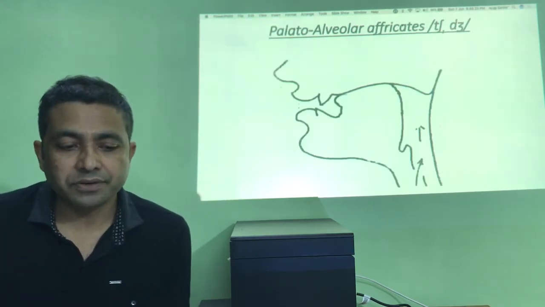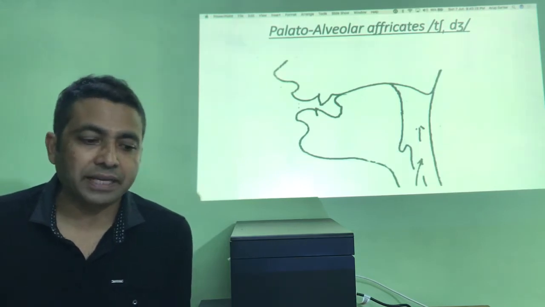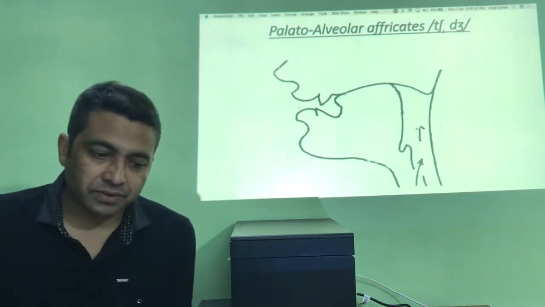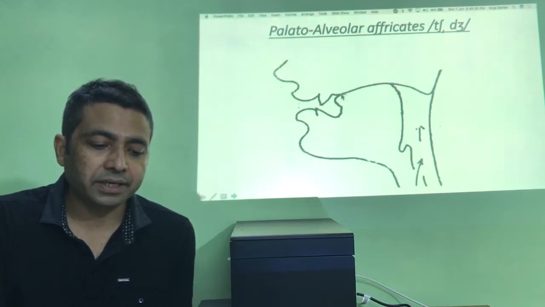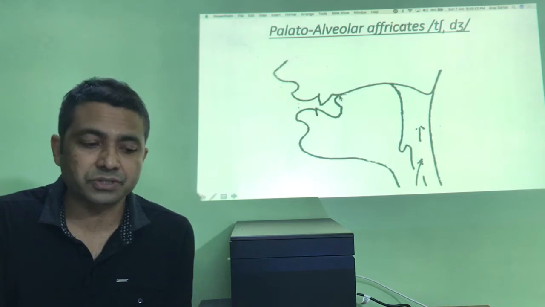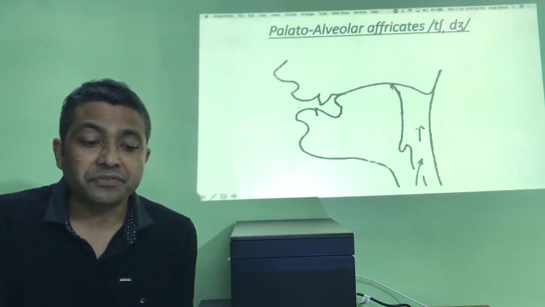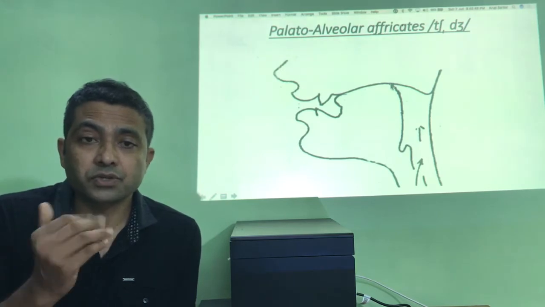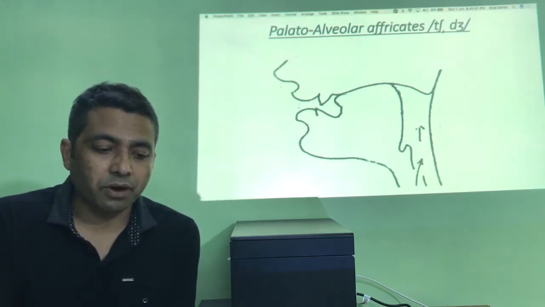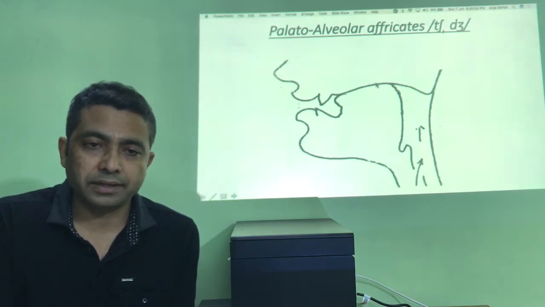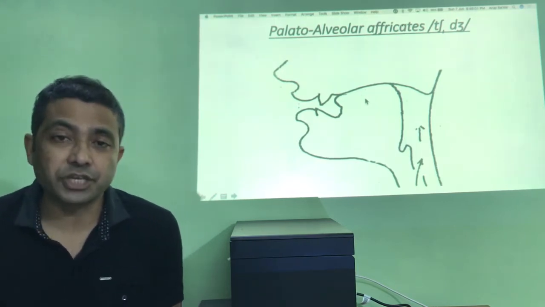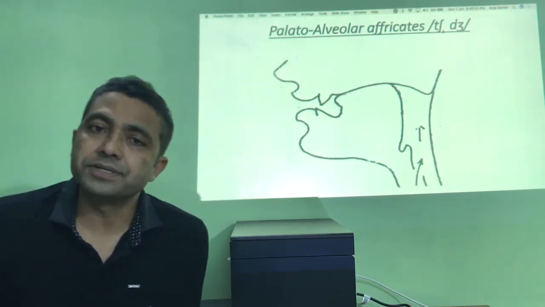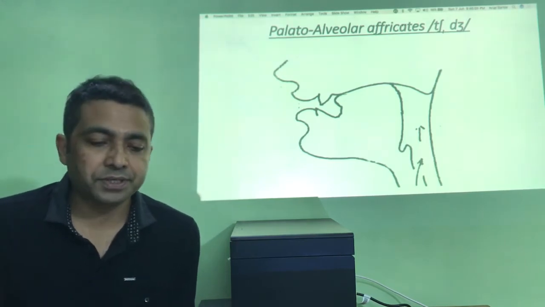Then we have palato-alveolar affricates, /tʃ/ and /dʒ/. These two are the palato-alveolar affricates. Palato-alveolar because, as you can see here, the front of the tongue, the tip of the tongue, makes contact against the hard palate starting from the teeth ridge. So they totally block, but they are affricates because the release is not sudden but slow. Total block by the tongue and the palate, then there is slow release. Cha, ja, as in chain, jam, etc. /tʃ/ is voiceless and /dʒ/ is voiced.